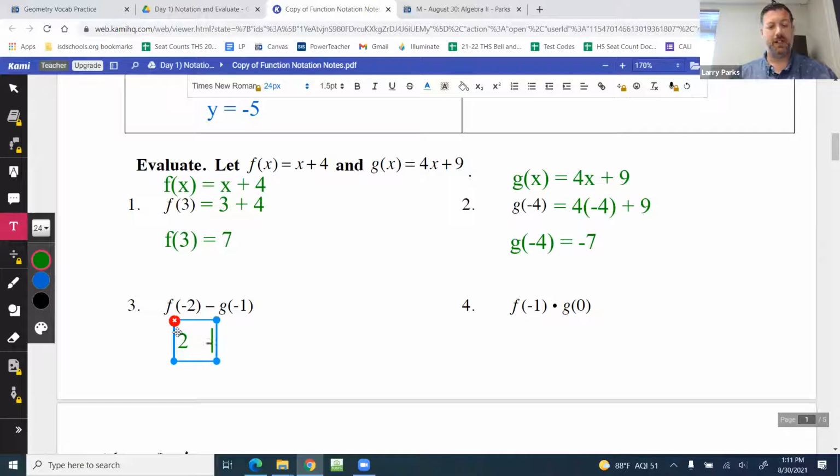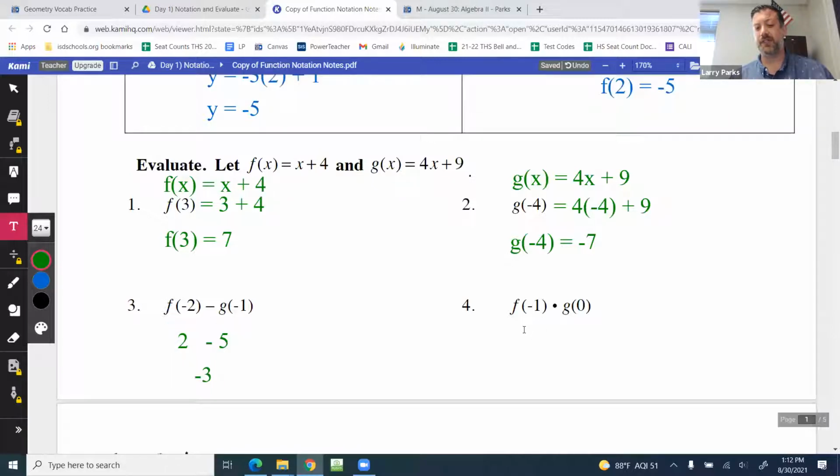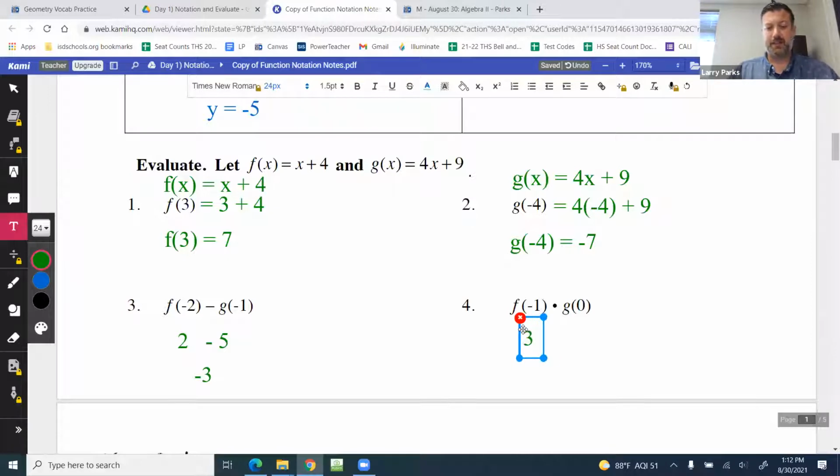And then I'm going to take away -1 plugged into the g function. This is the g function. If I put -1 here, I'd get 4 times -1 is -4. -4 plus 9 is 5. So I get 2 minus 5, that is -3. f of -1 means go to the f function and put -1 in for x. -1 plus 4 is 3. So f of -1 is 3.